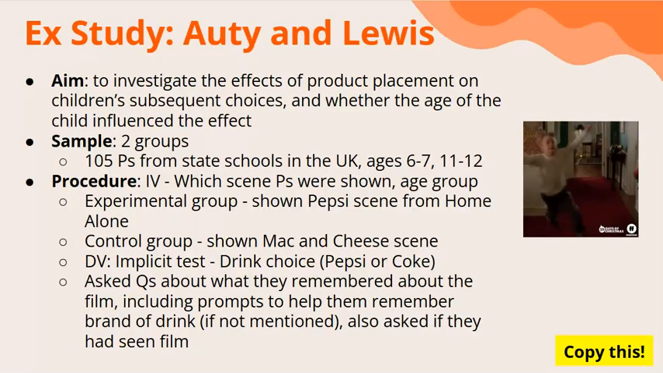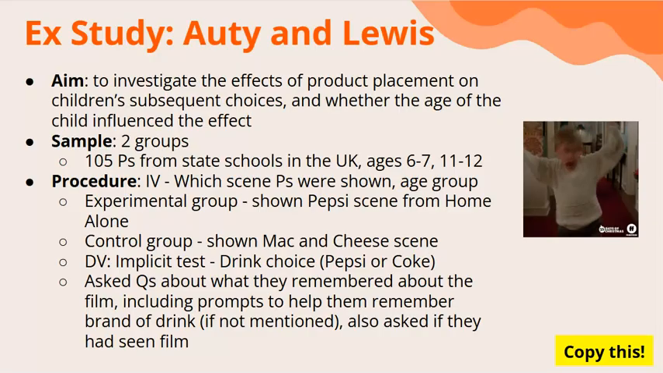The procedure was pretty straightforward. The children were either shown the scene from Home Alone where Kevin and the whole family eat pizza and prominently drink Pepsi. It's named and it's sitting there in the middle of the table. Or, if they were in the control group, they were shown a different scene where Kevin eats mac and cheese and drinks milk.